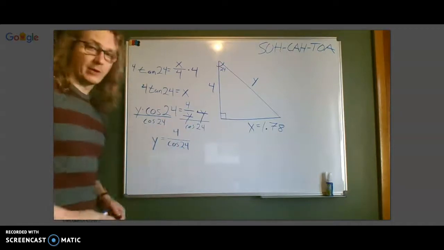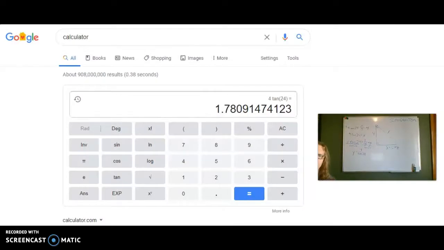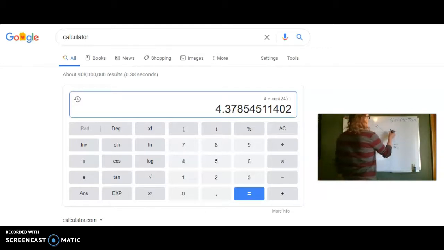But y is by itself, so now I can plug this into my calculator. All clear. 4 divided by cosine 24. Just double checking that I'm putting everything in right. 4.38, and that'll round to 4.38.